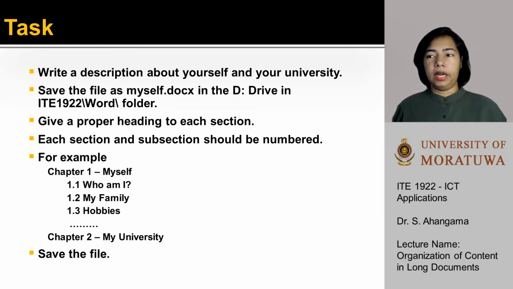When you are arranging your content, give a proper heading to each section. And each section and subsection should be numbered. Here you can see an example where you have two chapters, chapter 1 and chapter 2. In chapter 1, I will have details about myself. Then in chapter 2, I can have details about the university. So within chapter 1, I can have subsections like who am I, my family details, hobbies, and you can add other subsections as you like. Then save the file.